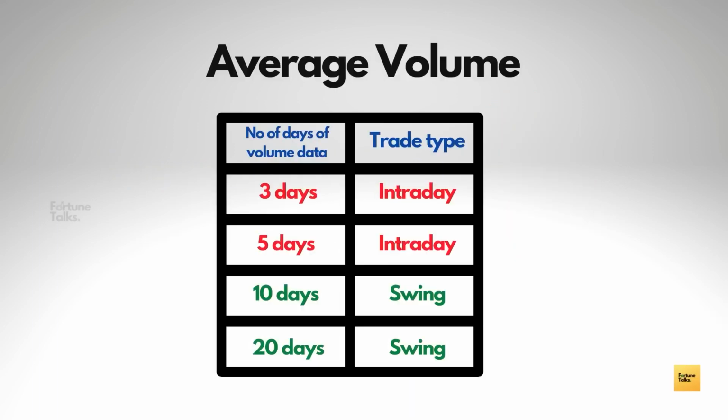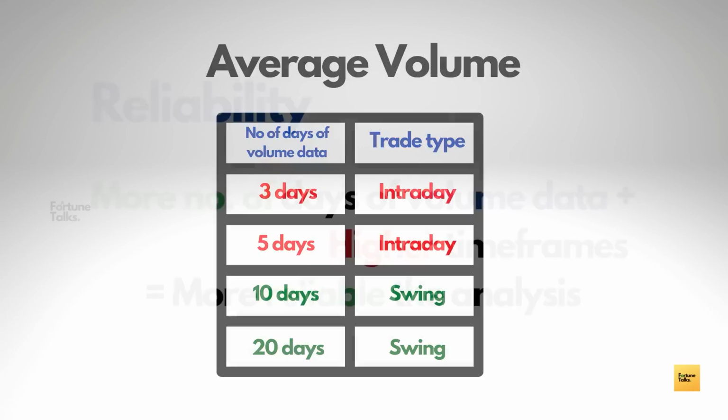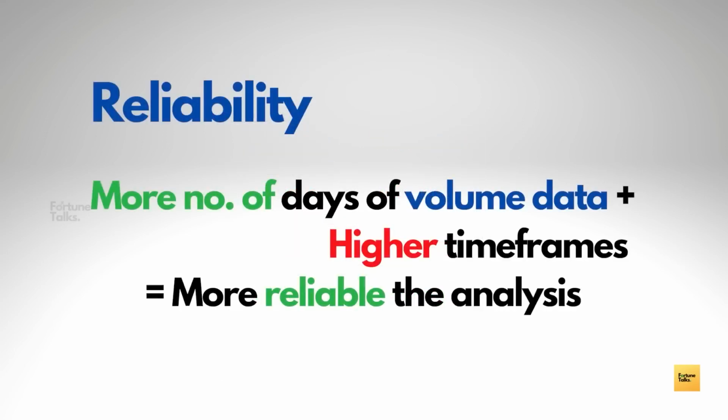As a practice, traders usually compare today's volume over the average of either last 3 days or last 5 days or last 10 days or even last 20 days volume, depending on the type of trader they are and what exactly is their time frame for analysis. Generally, the rule of thumb is that higher the time frame and higher the number of volume bars or data taken to calculate the volume, the more reliable the analysis is.